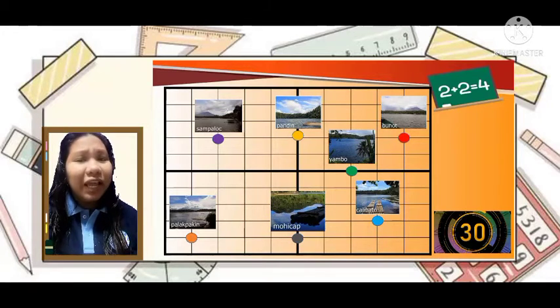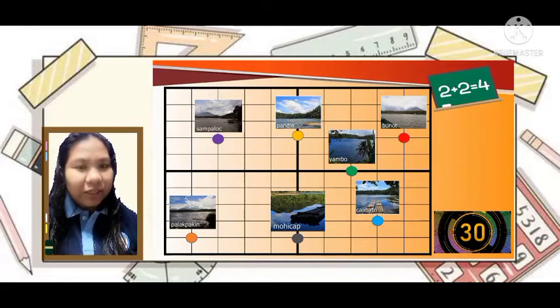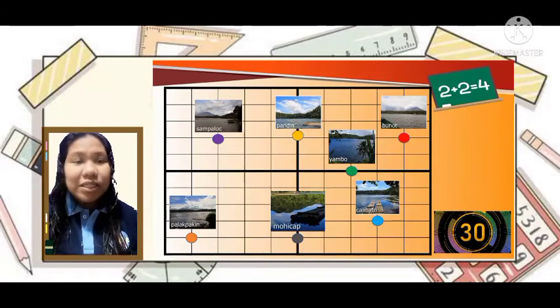Now, let's have again another activity. This time, you will determine what point each of the 7 lakes is located at. I will give you 30 seconds to have your answer. Your timer starts now.